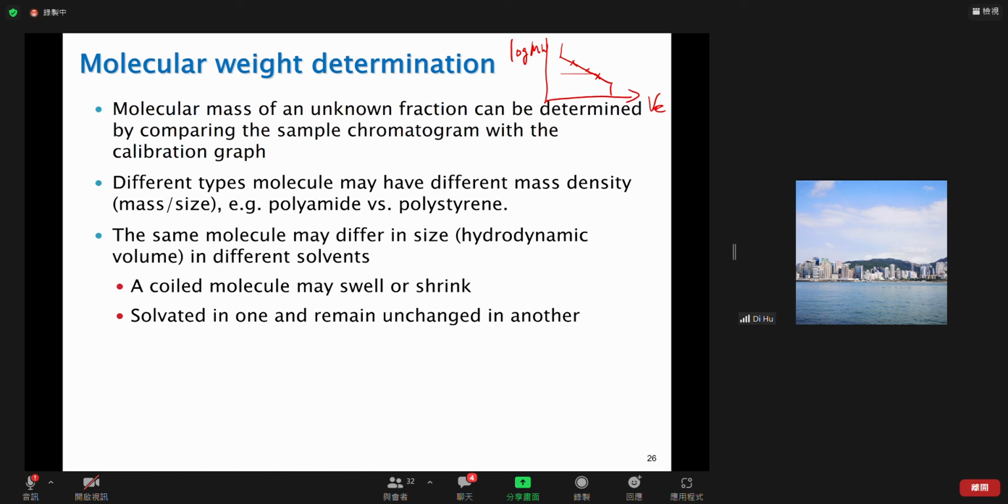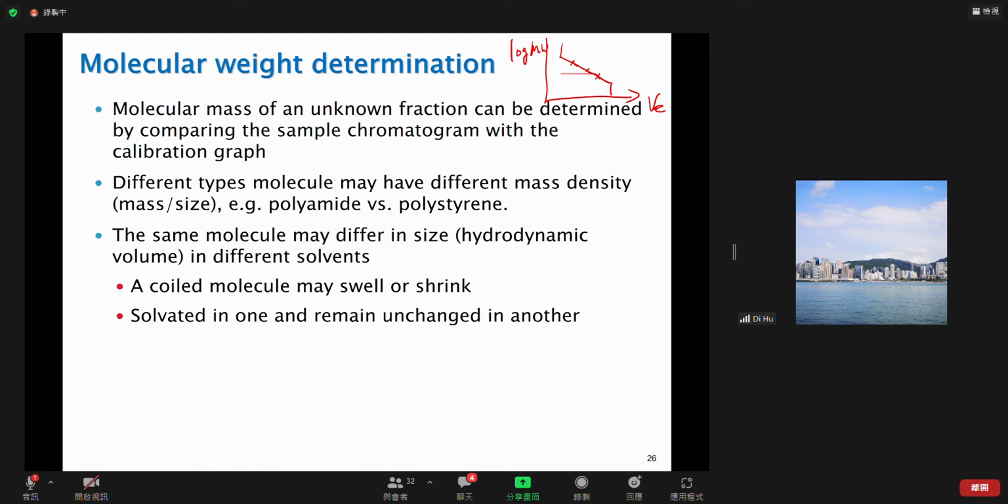Because most polymers are in the random coil conformation, the coiled molecule may swell, relax, or shrink. They could be solvated in one solvent and remain unchanged in another. So this is really the solvent's influence. They are kind of, as they say, condition.